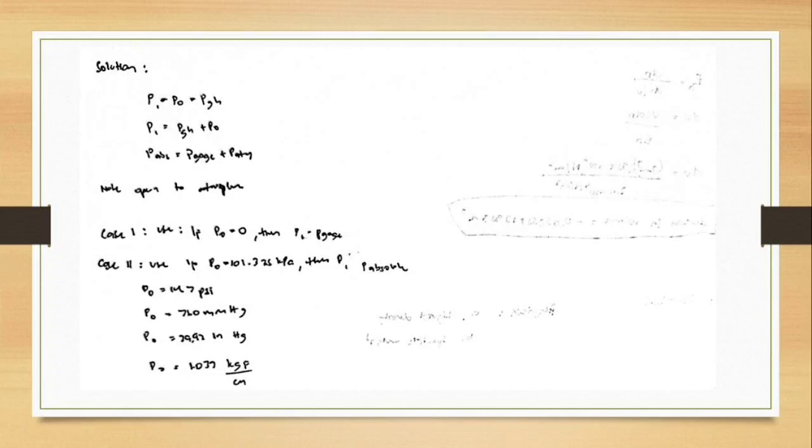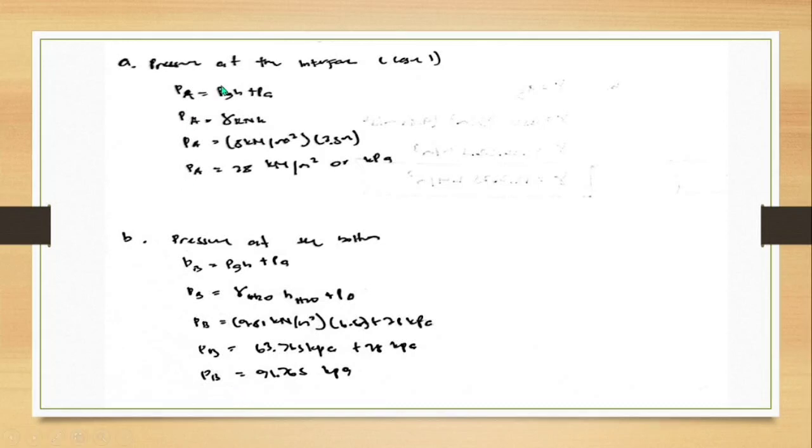P0 is equal to 14.7 psi, P0 is equal to 760 millimeters Hg, P0 is equal to 29.92 inches Hg, and P0 is equal to 1.033 kilogram-force per square centimeter. For the pressure at the interface, we will use case number 1. So P is equal to ρgh plus P_atm.